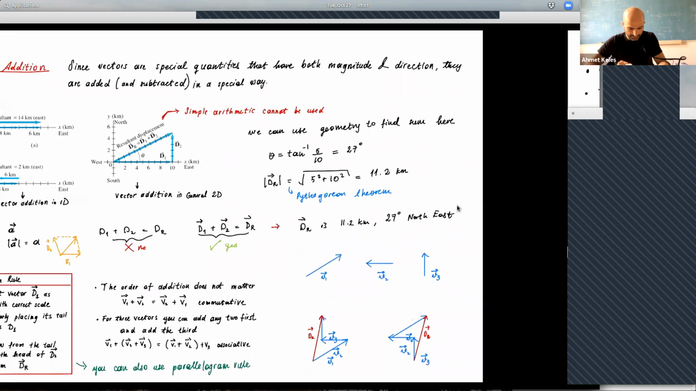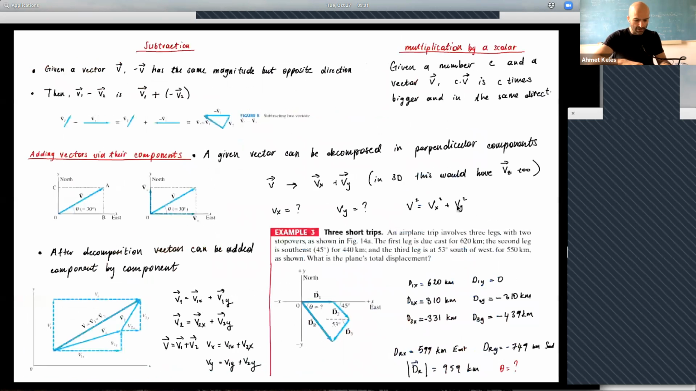Once we have addition, now we can speak about subtraction. For this, we have to define the negative of a vector. Given a vector v, we define minus v as the vector which has the same magnitude but opposite orientation.